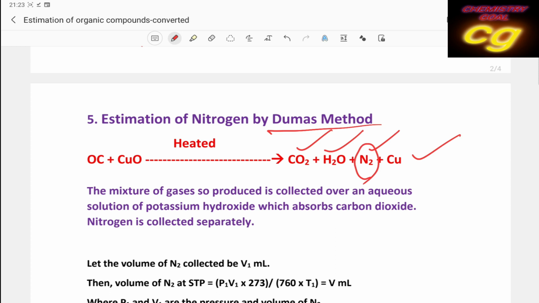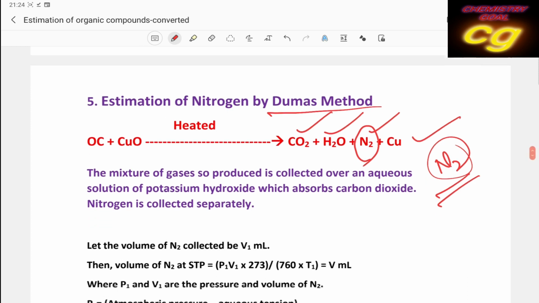Carbon dioxide will be absorbed by potassium hydroxide and water will be absorbed by calcium chloride. Already we have discussed. So the remaining gas is nitrogen. After absorption of CO2 and water, only N2 gas remains. So you have to calculate how much volume of nitrogen is produced in this experiment.